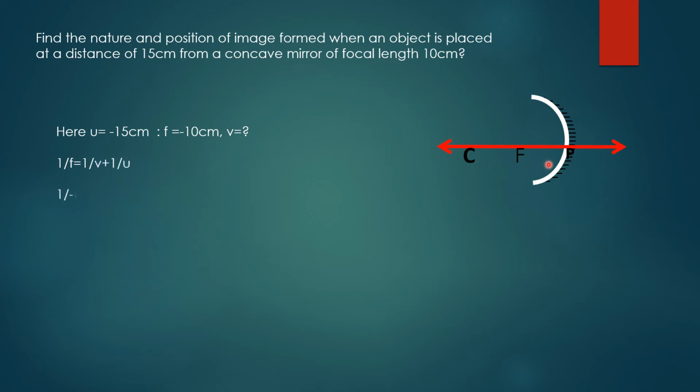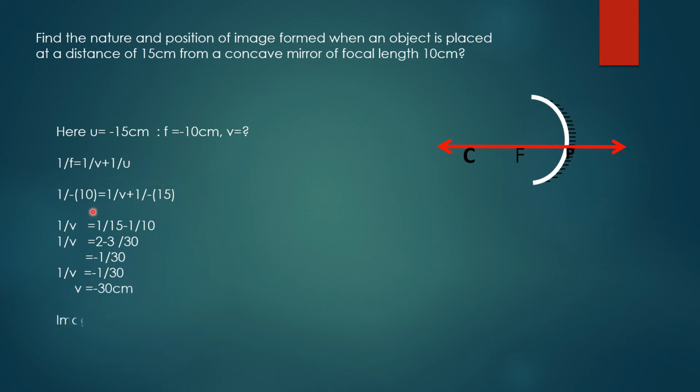Given that the distance between pole and focus is known as focal length. What is the focal length? 10 centimeters. Next, where is the object kept? The object is kept at a distance of 15 centimeters, means in between focus and center of curvature. Here given as per sign convention, object distance is equal to minus 15 centimeters and focal length is equal to minus 10 centimeters. You are asked to find V is equal to how much. Now, you know that 1 by F is equal to 1 by V plus 1 by U.